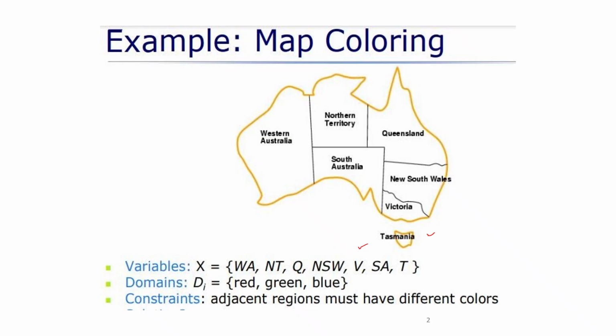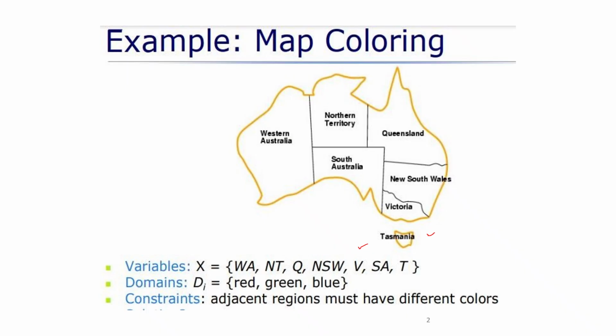Here we have to maintain three kinds of sets of conditions. The first one, the variable, can be represented as X, a set of the regions. The X set can combine the different countries, represented in short form, for example WA, NT, Q, NSW, V, SA, and then T, the short forms of the country names.